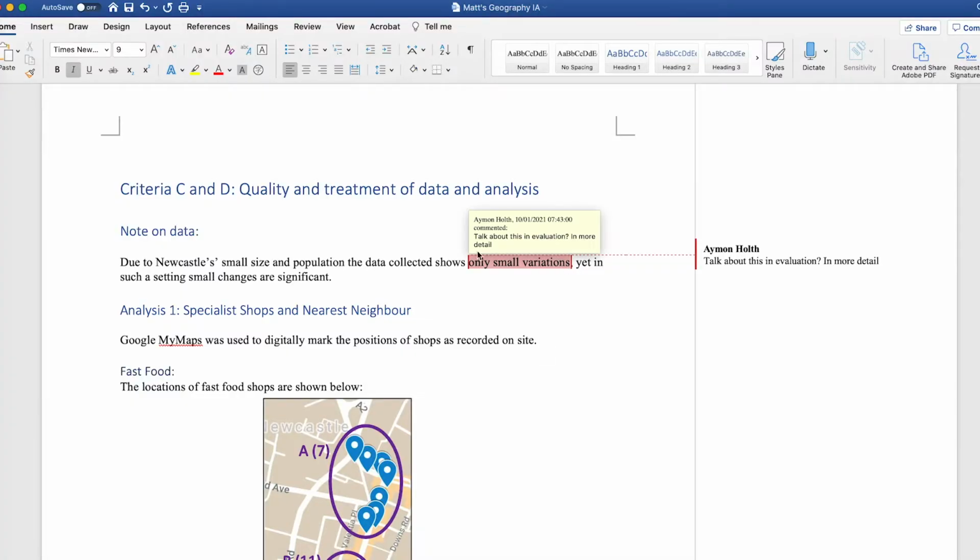So whenever you see things like, due to Newcastle's small size and population, the data collected shows only small variations, yet in such a setting, small changes are significant. I like how you already talked about the evaluation, and the pros and cons at the outset. But I would appreciate if you could say, these will be further discussed in the evaluation. Just a small thing to show that there's more to it. I'm not going to talk about it now because this goes in the evaluation, but I'm just putting it out there that these results might not be as significant as what I hoped. So I liked how you started off there.